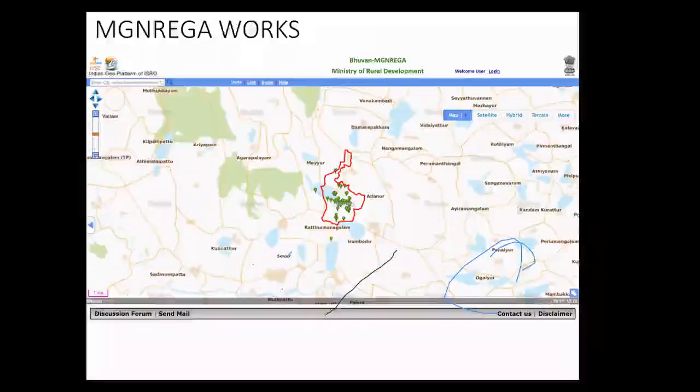So they don't repeat the work here. The point is they don't need to repeat the work again and again. You can go and see this. It's completely open source. MGNREGA, you can go and see your Gram Panchayat, what other work has been mapped, what other work has been completed.